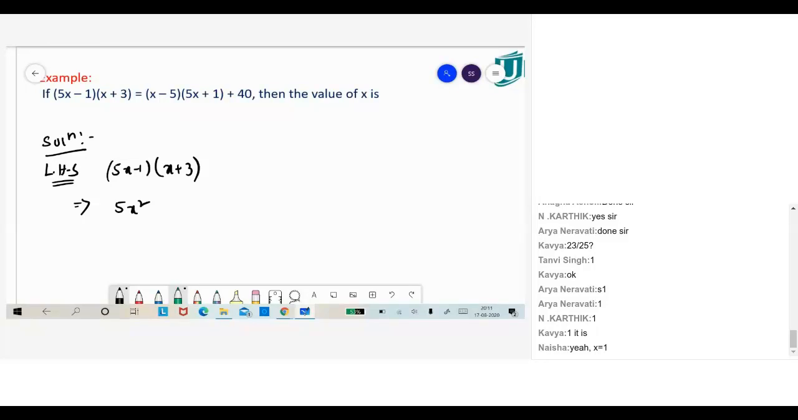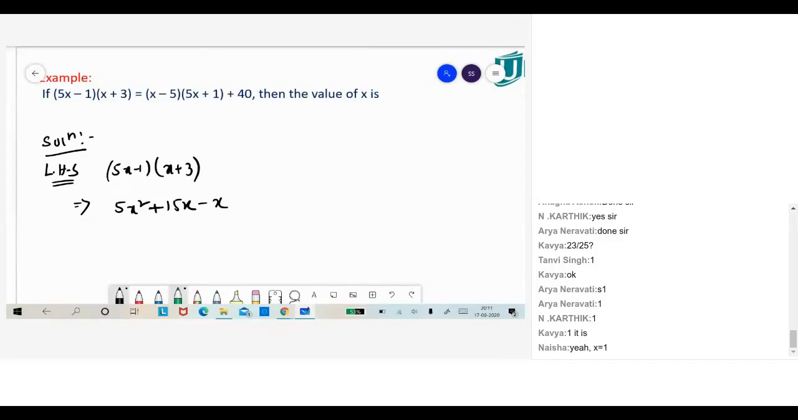Check this, it's very simple. 5x into the first term x is 5x square. 5x into plus 3 is plus 15x. Done. Next, come to the next term, minus 1. Minus 1 into x is minus x. Next, minus 1 into 3 is minus 3.